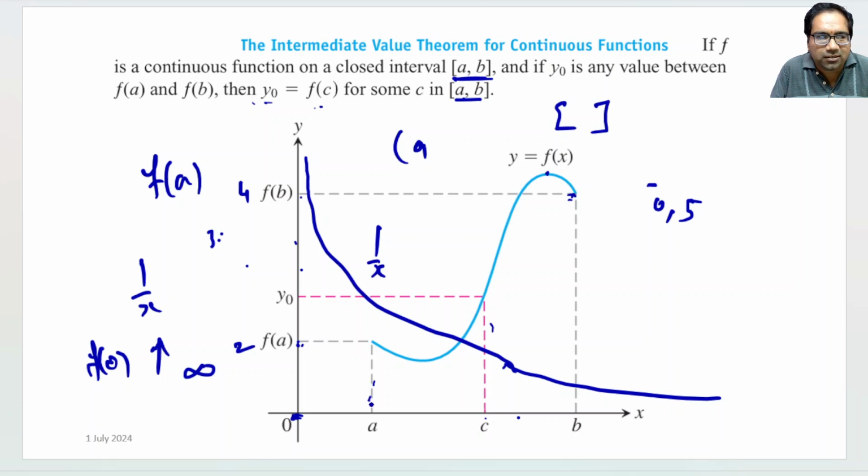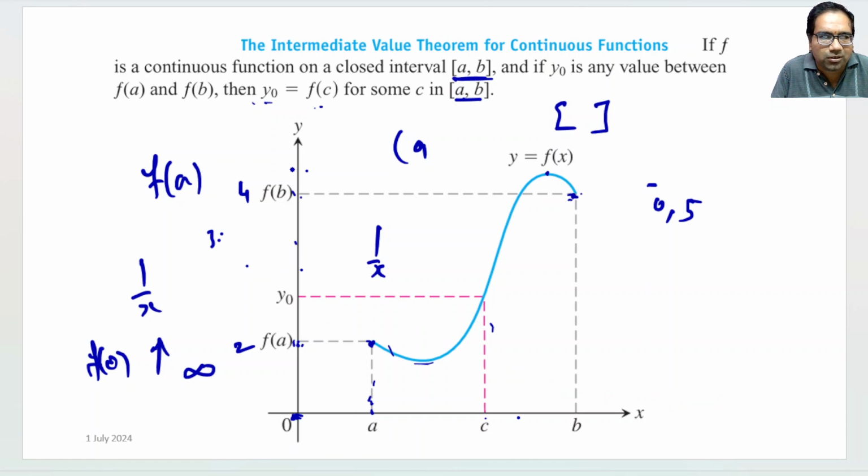It has to be defined at a also. There has to be a value. It has to be defined at b also. And it has to be defined throughout the line. And here we are talking about the values which are between f of a and f of b. We are not talking anything beyond f of b or below f of a, because that we cannot ensure. We cannot ensure that this curve will go down and go up.